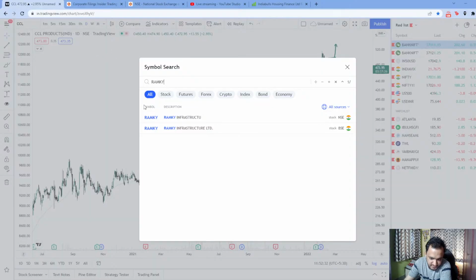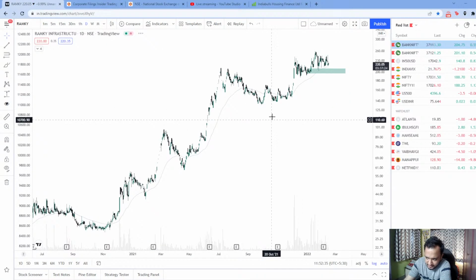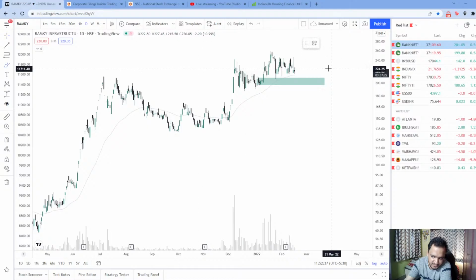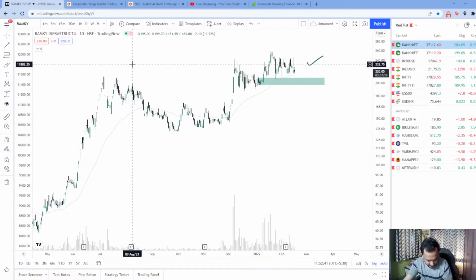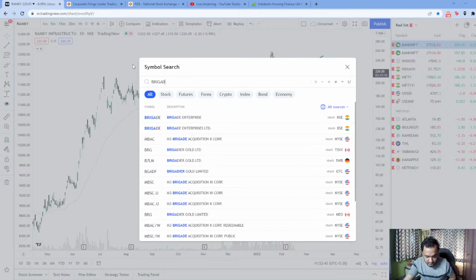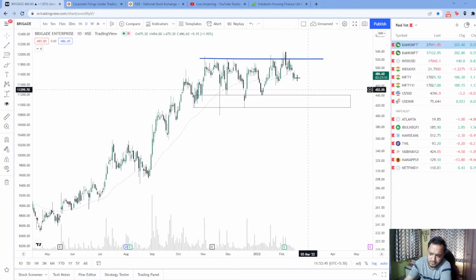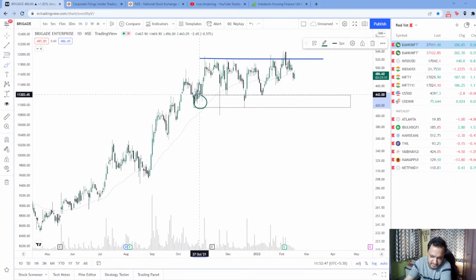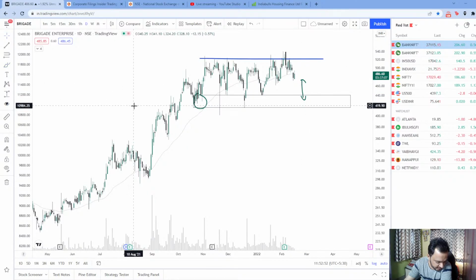Any stocks from your side? I'm not really watching anything right now. Ramkey Infrastructure very strong. It's also on my watch. This is good. Brigade is also good. Brigade we have discussed earlier in the live. So Brigade, the demand zone is here, and that's the only problem. It's very far from the demand. That's the only concern in Brigade. Else, it's all right.